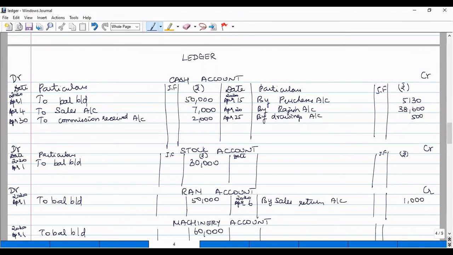And what is the next step? We have to balance all these ledger accounts. Okay. So at the end, we have to balance always. Before preparing the trial balance, we have to close, bring down the balance, and bring the opening balance to the next month. Okay, we'll see how it is.